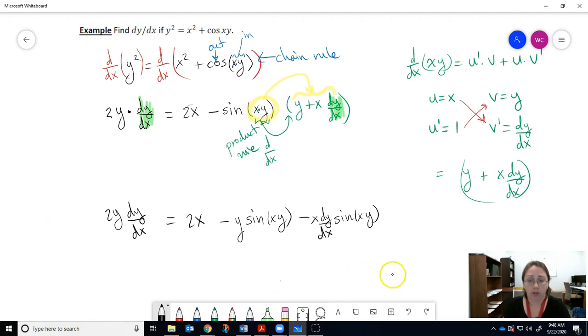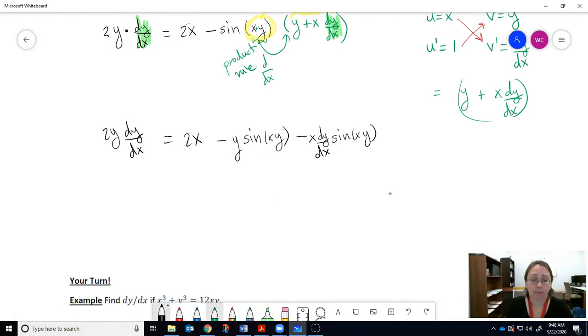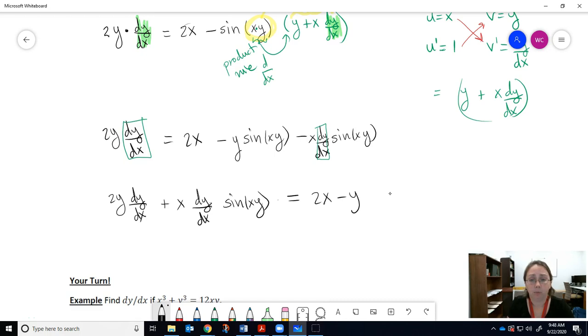All right, those are all of our terms. Well, we can still see dy/dx, but we don't have those parentheses blocking our way anymore. So how are we going to get dy/dx by itself? First, we've got to gather them to the same side. So we'll keep the term on the left that's there already, and we're going to bring the other dy/dx term around. So it becomes positive x dy/dx times sine of xy equals the other two terms, 2x minus y sine of xy. We're getting really close here.